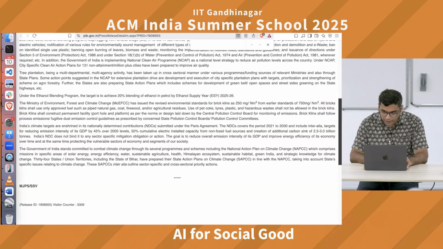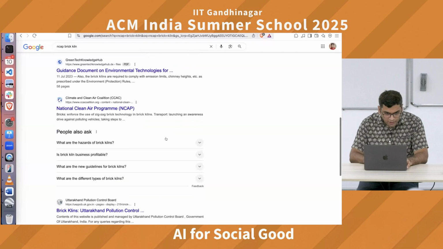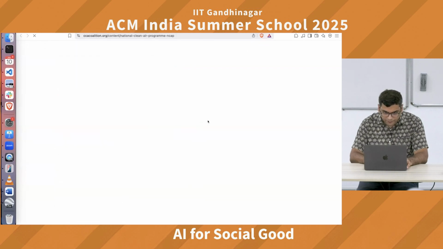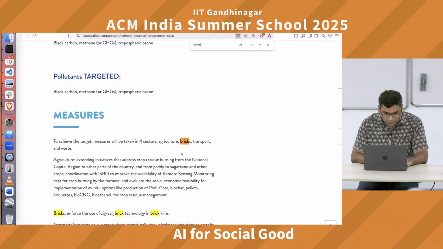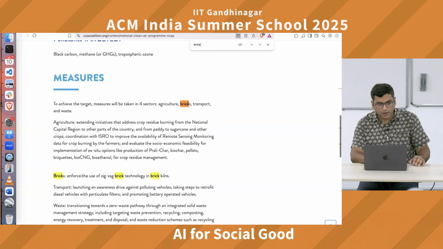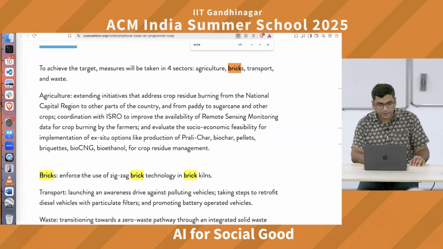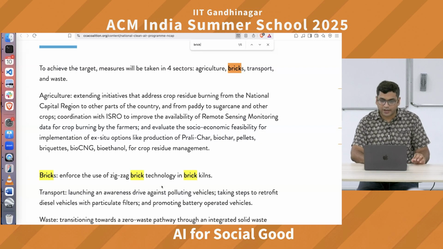I'm trying to find out an NCAP ruling which had mentioned... Okay. So they mention in terms of the measures, enforce the use of zigzag brick kiln technology in brick kilns, specifically for the Delhi NCR region. This was very strictly recommended that you convert the brick kilns to the better technology.